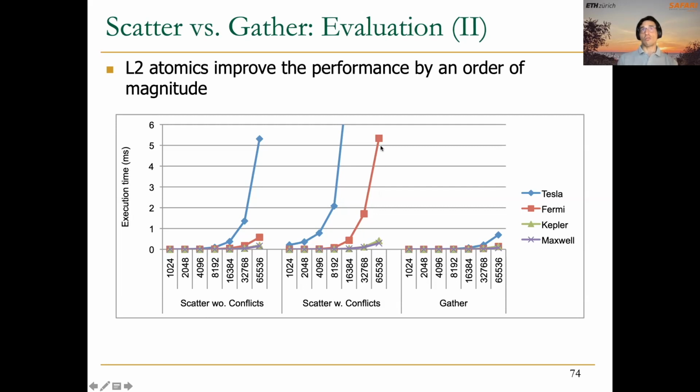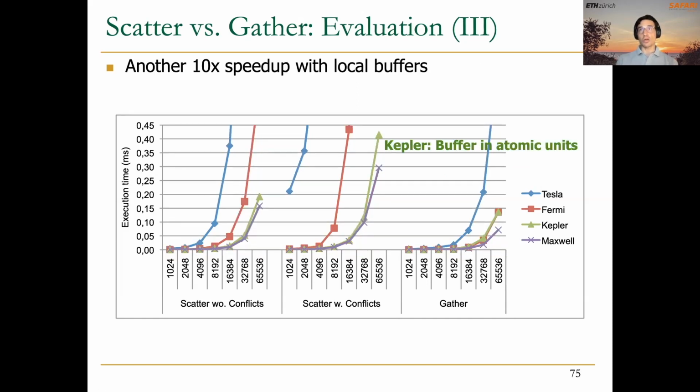Even in Fermi, where we already have atomic units in L2, the execution time increases a lot when the number of conflicts starts increasing. Of course, this is much lower than the execution time for the Tesla architecture, but it's still way higher than the execution time for the gather parallelization. But we go one step further, and in Kepler there is a buffer in the atomic units in L2. So that's why we managed to reduce the execution time, even with conflicts in the scatter approach, compared to Fermi and Tesla.